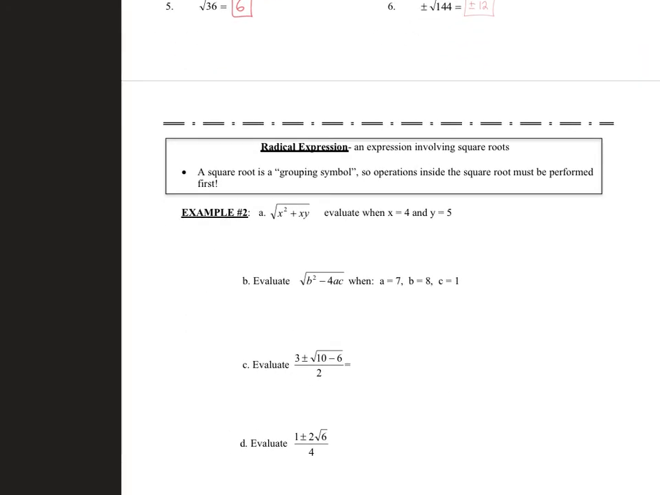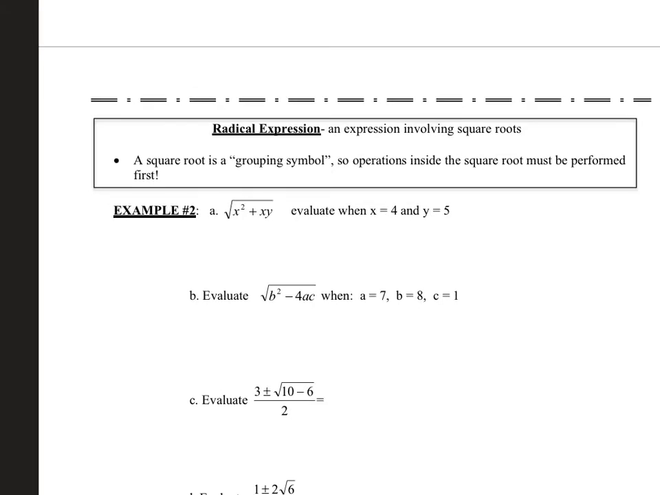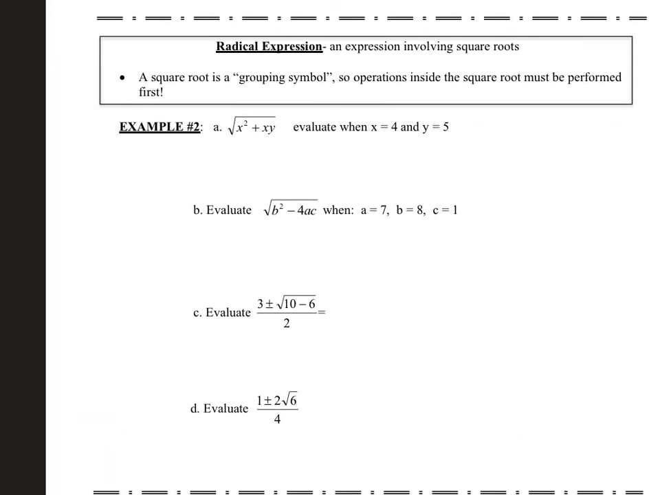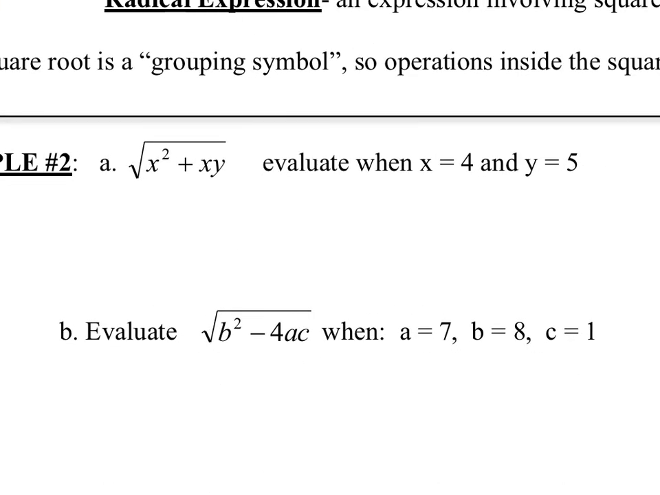Moving on, radical expressions. It says a radical expression is an expression involving square roots. A square root is a grouping symbol, so operations inside the square root must be performed first. You're going to treat radicals like grouping symbols, like parentheses or brackets or fraction bars, okay? So example 2 says the square root of x squared plus xy when x equals 4 and y equals 5. We're going to do examples A and D together, and then you guys will try B and C on your own. See how it goes.